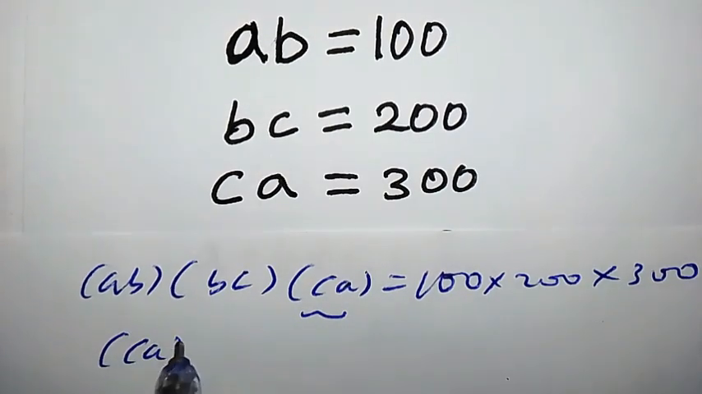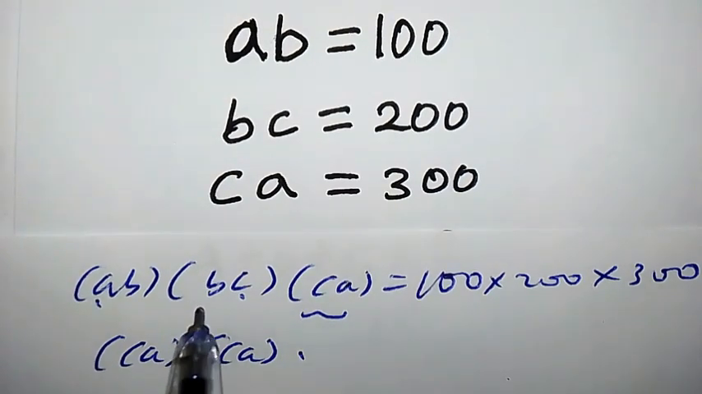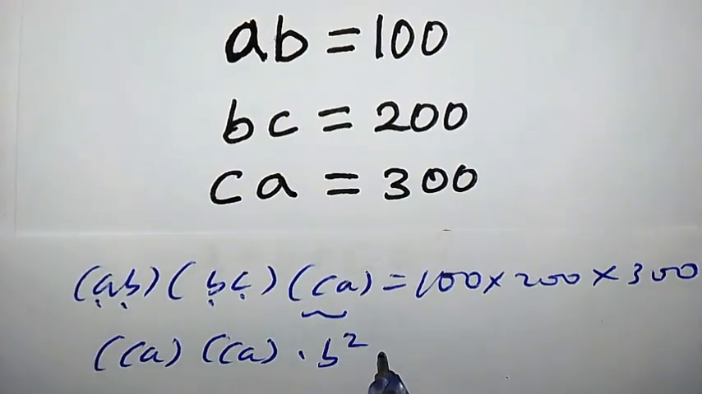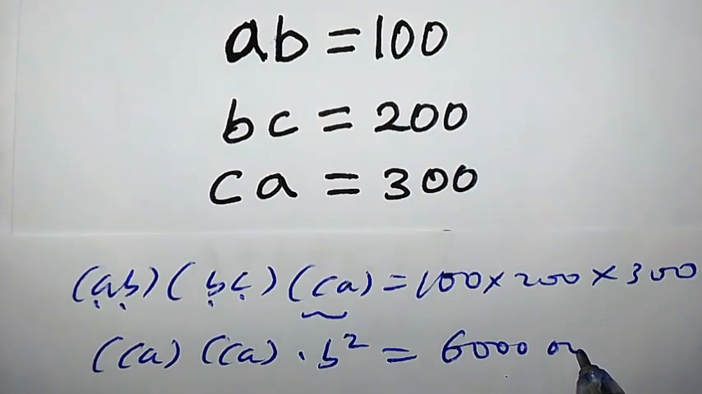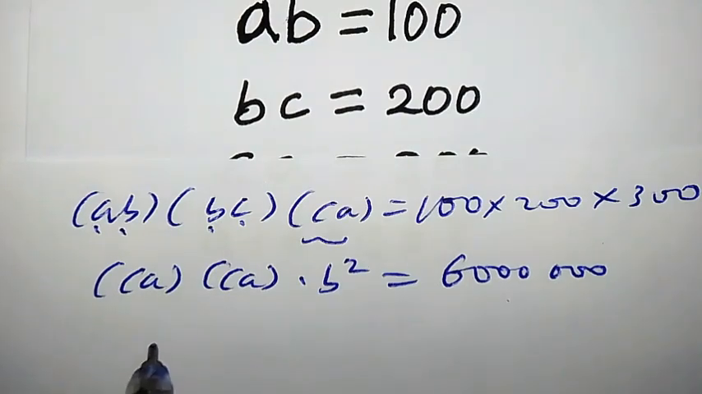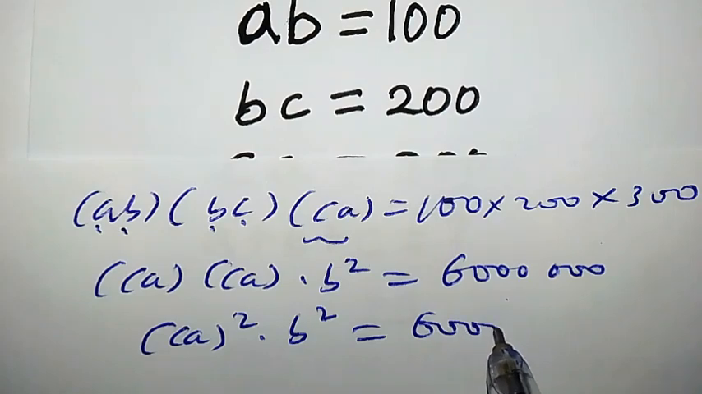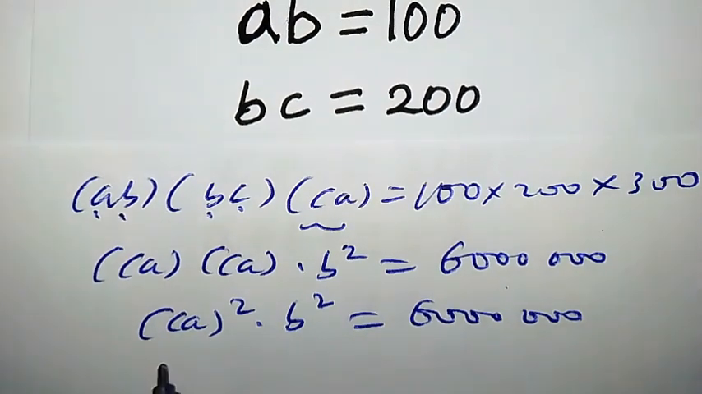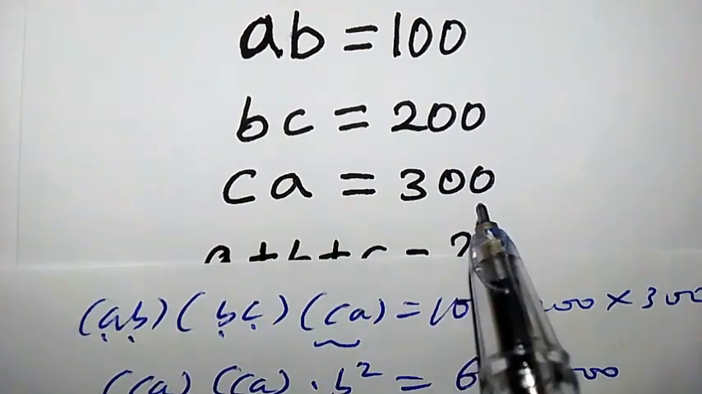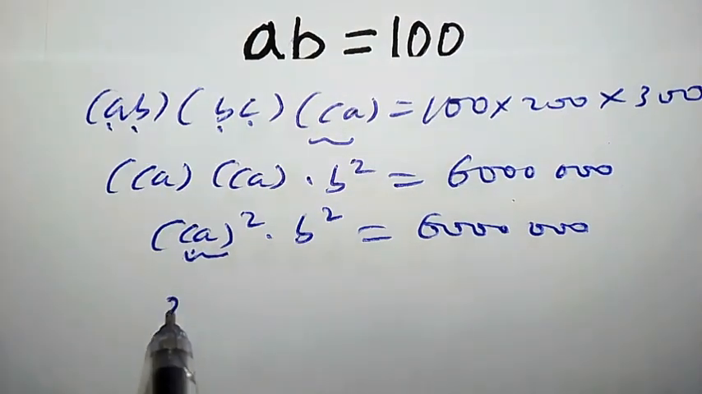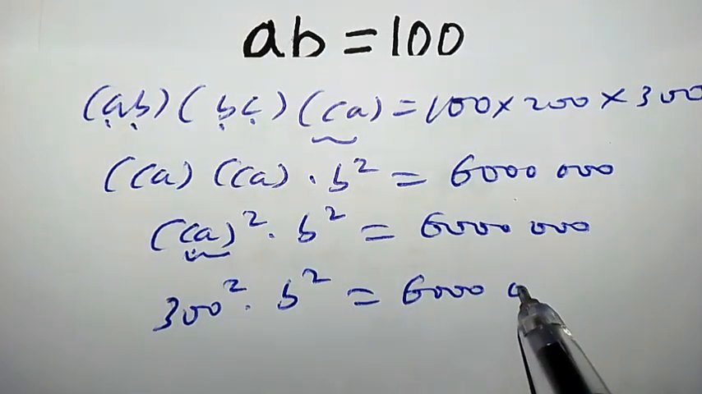So we have CA, C times A, that is CA, times B times B, that is B square, equal to 100 times 200 times 300, that is 6 million. CA times CA, that is CA all square times B square, equals 6 million. But what is CA? That's the third equation. CA is equal to 300. So let's plug that in. 300 square times B square equals 6 million.